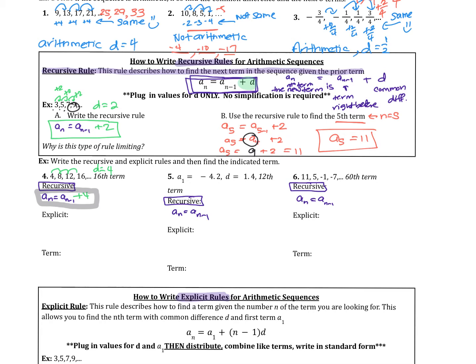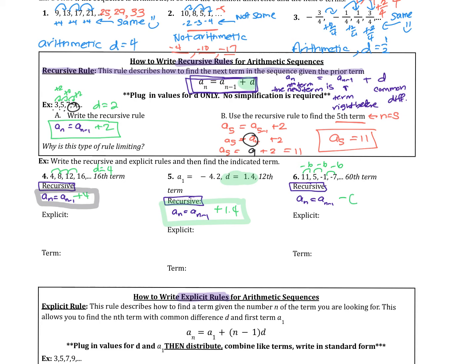On number 5, we're actually being given not the rule written out as we've seen it before with a bunch of numbers separated by commas, but they're telling us that d is 1.4, which means we can simply put a sub n equals a sub n minus 1 plus 1.4. And that is our recursive rule. Why don't you go ahead and pause the video and figure out what number is going to go in that last spot on number 6.